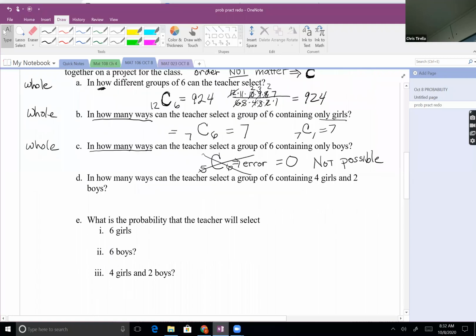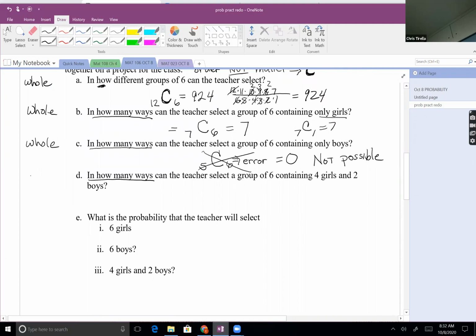Next one, again, it's how many ways. So I'm expecting a whole number answer. I want a group of 6. This time my group of 6, I want 4 girls and 2 boys. So that word "and" tells me I'm going to be multiplying. Because I'm making 2 different selections, I'm going to have 2 combinations. I want 4 girls. I have 7 to choose from. I want 2 boys. I have 5 to choose from.